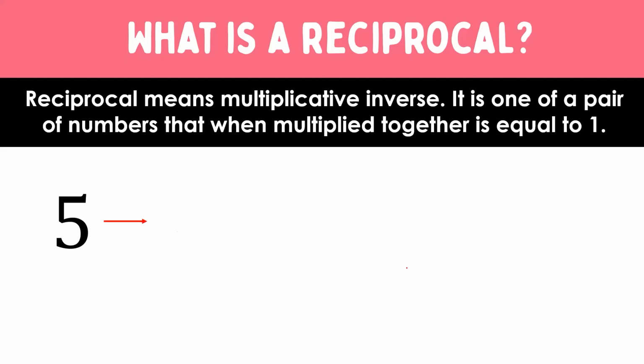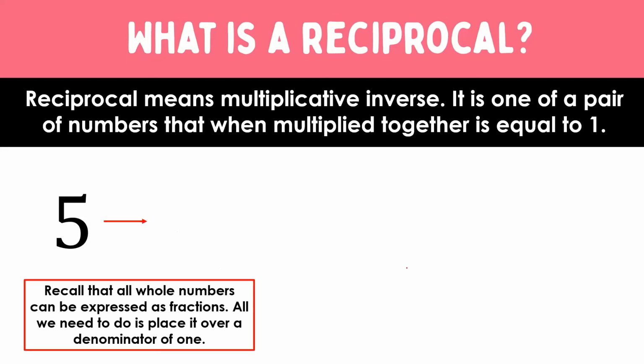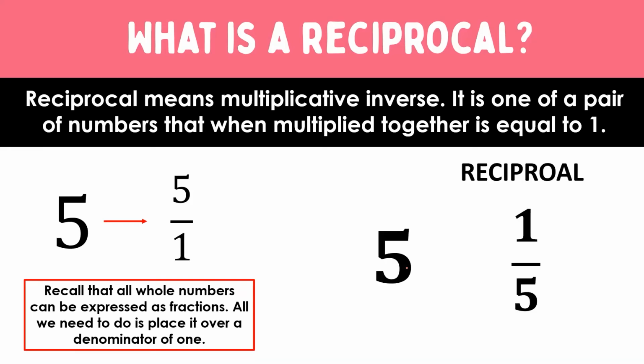This time, let's try to get the reciprocal of a whole number. Recall that all whole numbers can be expressed as fractions. All we need to do is place it over a denominator of 1. So, this whole number 5 can be rewritten as 5/1. Flipping 5/1 gives us 1/5. Therefore, the reciprocal of 5 is 1/5.